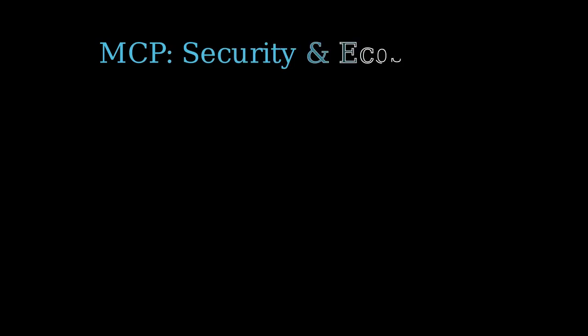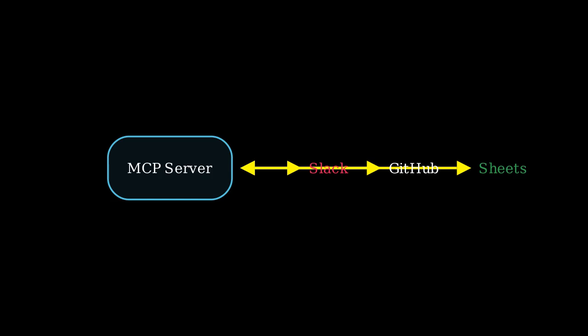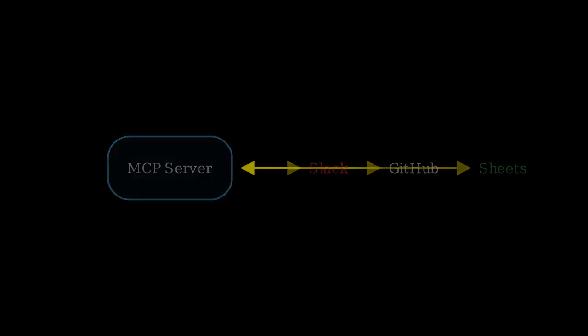Perhaps the most significant advantage of the Model Context Protocol is its focus on security and the creation of an open ecosystem. Because the protocol is standardized, a single MCP server can be used across many different AI applications without rewriting any logic. This creates a plug-and-play environment where the community can build and share servers for everything from Slack to GitHub to local spreadsheets. Security is baked in because the user remains in control of which servers are active and what specific permissions they have.